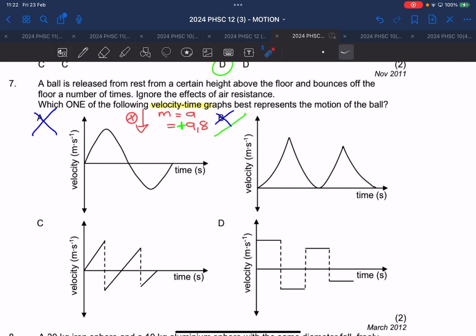When is the velocity 0? At its maximum height. So when the ball reaches its maximum height, the velocity is 0. And then what happens after that? The ball goes down again, down, down, down. Bounce. Ball goes up. Ball goes down, bounce. Choose the direction, because we chose the direction down.